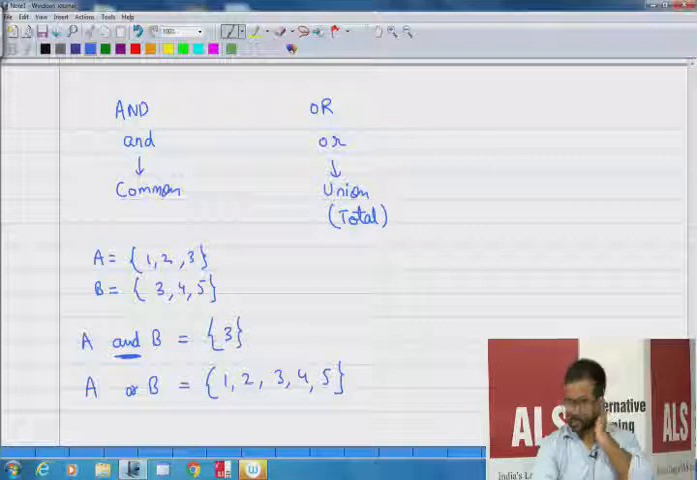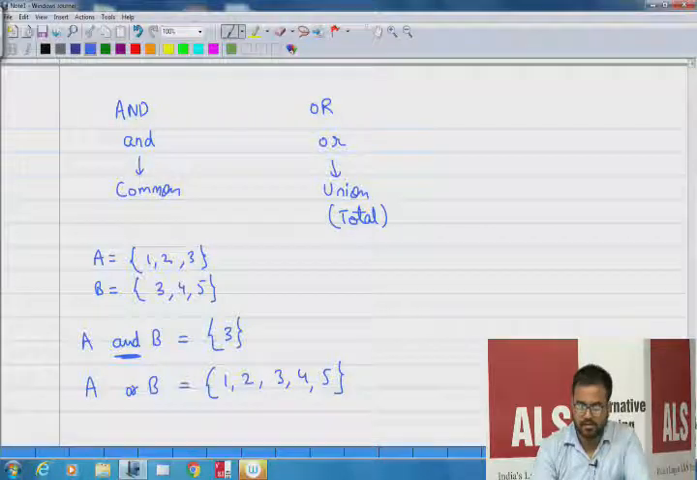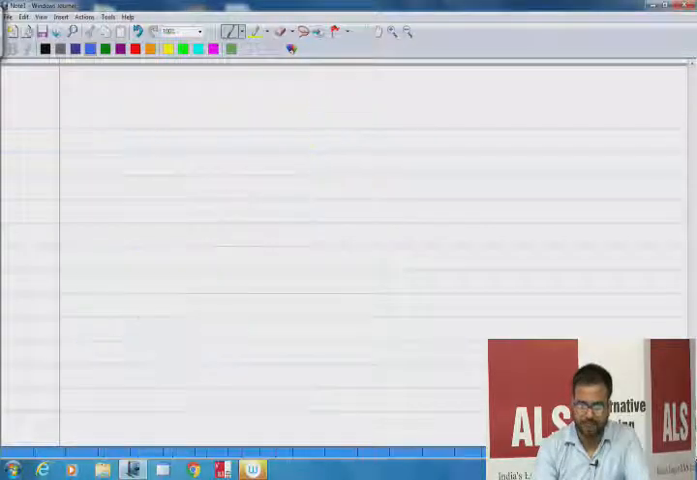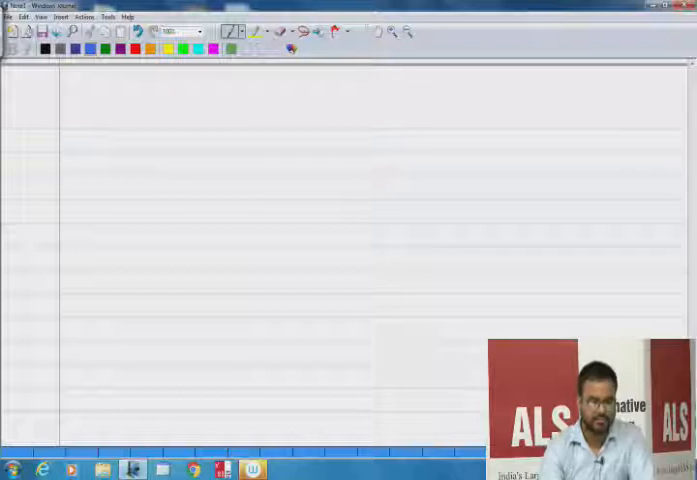Okay. And Shillong, getting it? The meaning of and or? Okay, okay. Now, let's do an example.